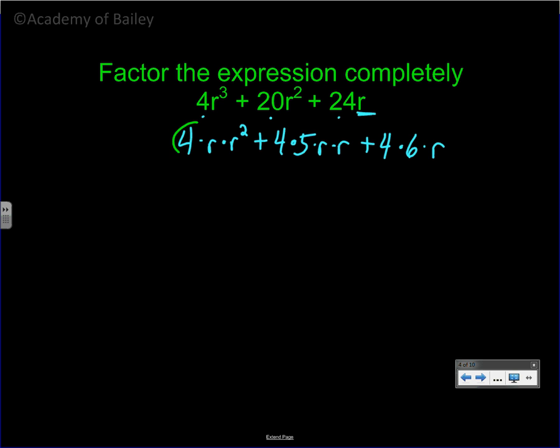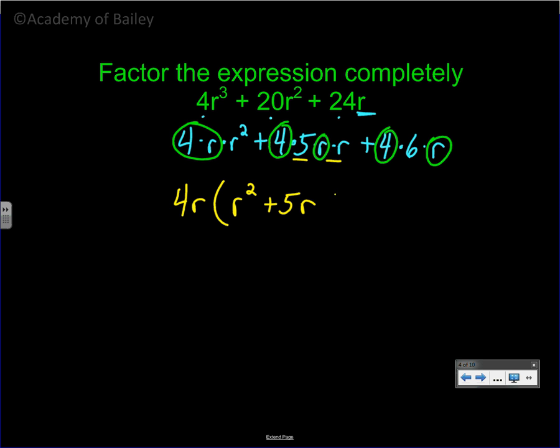And let's circle what they have in common. 4r, and also 4r. And so that's the number that comes outside, 4r. That's outside of the parentheses. Now what do we have left inside the parentheses? R squared, you have a positive 5r, and you have a positive 6.